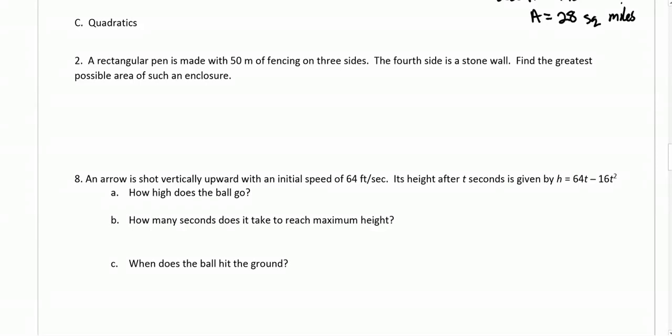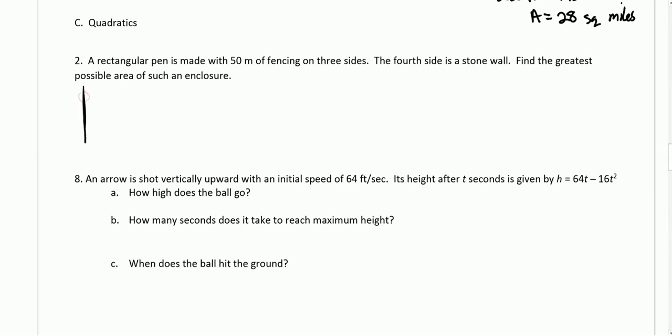This is part C on quadratics, taken from the third section in Unit 9. We're going to look at number 2. A rectangular pen is made with 50 meters of fencing on 3 sides. The 4th side is a stone wall. Find the greatest possible area of such an enclosure.